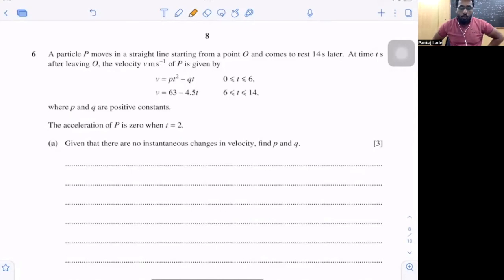Okay, now it is also told that at time t seconds after leaving O, the velocity v meter per second of P is given by. So there are two equations given to us: v equal to pt square minus qt when t is lying from 0 to 6 seconds, and v is equal to 63 minus 4.5t when t is lying from 6 to 14 seconds. Okay, where p and q are positive constants. The acceleration of P is 0 when t is 2. Now this is a very important information that has been provided into the question. The acceleration of P is 0 when t is 2. Given that there are no instantaneous changes in velocity, find the values of p and q.